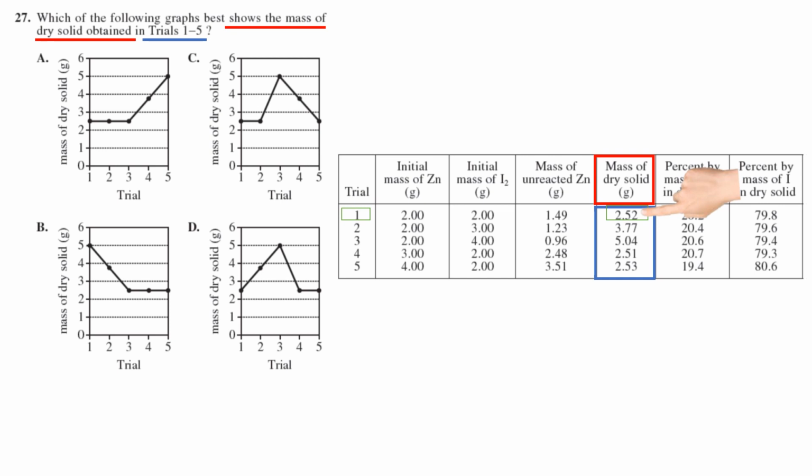So trial 1 is about 2.52. We see that in choice C and in choice D, so we can eliminate A and B. Let's go to the next one, trial 2, 3.77. We see that in choice D, so your answer has to be D.